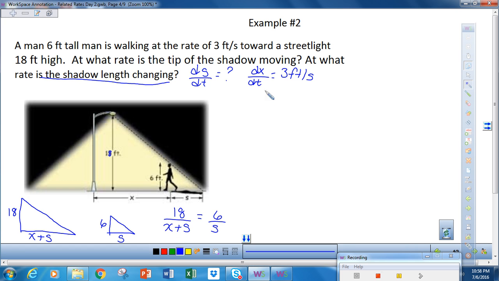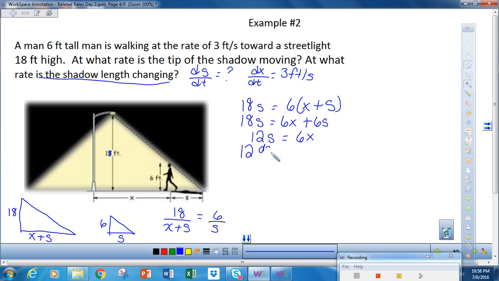We're going to use similar triangles to solve this. I'm going to cross multiply, and I get 18s is equal to 6 times (x plus s). Simplifying this, I get 18s is equal to 6x plus 6s. That's hard to say. Simplifying again, I get 12s is equal to 6x. Then we take the derivative of both sides. So we have 12 ds/dt is equal to 6 dx/dt.